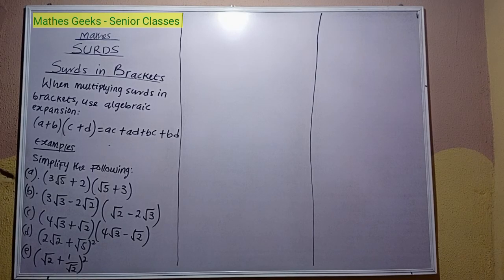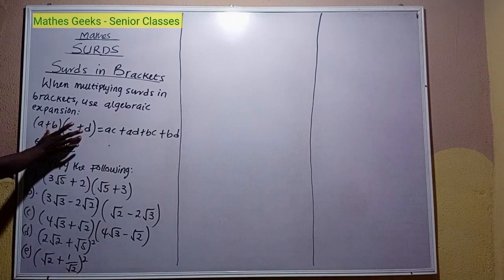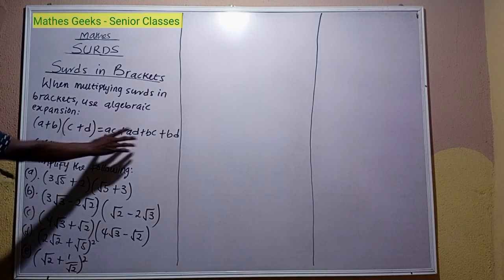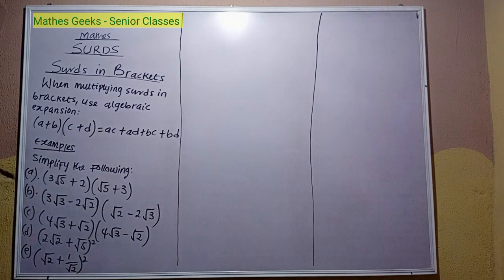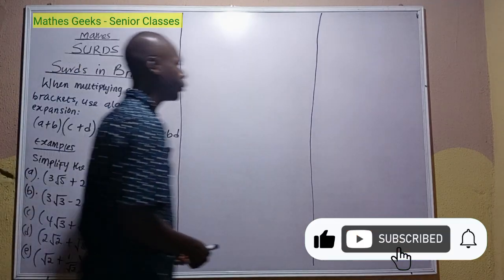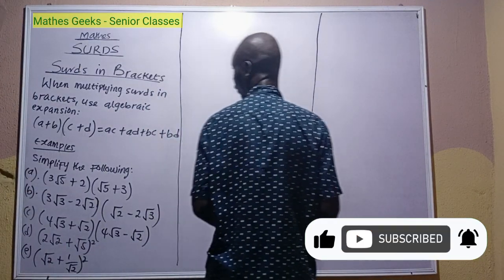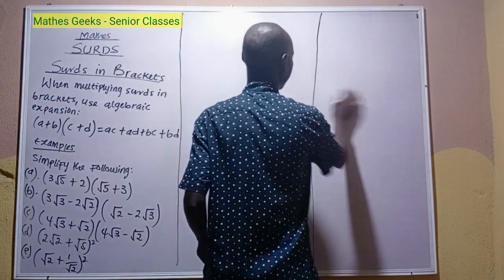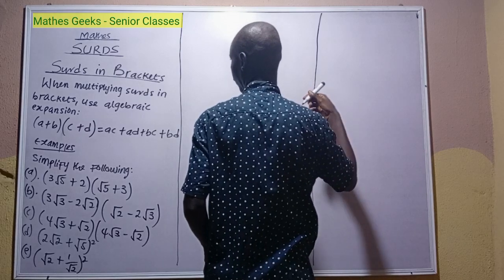Surds in brackets. When multiplying surds in brackets, use algebraic expansion (a + b)(c + e). So when we expand these two brackets, we're going to have this. That's exactly what we're going to do when we multiply surds that are in brackets. A brief reminder, something to refresh our minds.